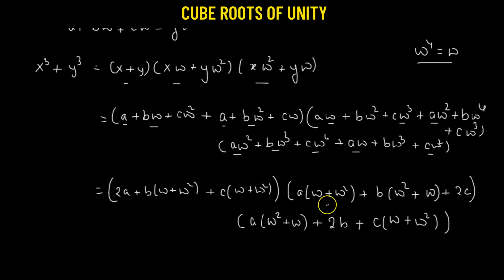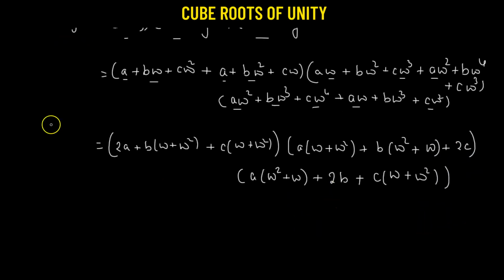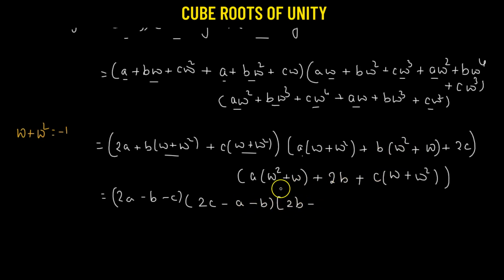Now we can use the property that 1 plus omega plus omega squared equals 0. The sum of the roots is 0, so that means omega plus omega squared will be negative 1. So we have 2a minus b minus c. Here we'll replace omega plus omega squared with -1, and here we have 2c. We have a times -1, so that will be -a, and b times -1 will be -b, multiplied by 2b, minus c times (omega plus omega squared) will be -c, minus -a.